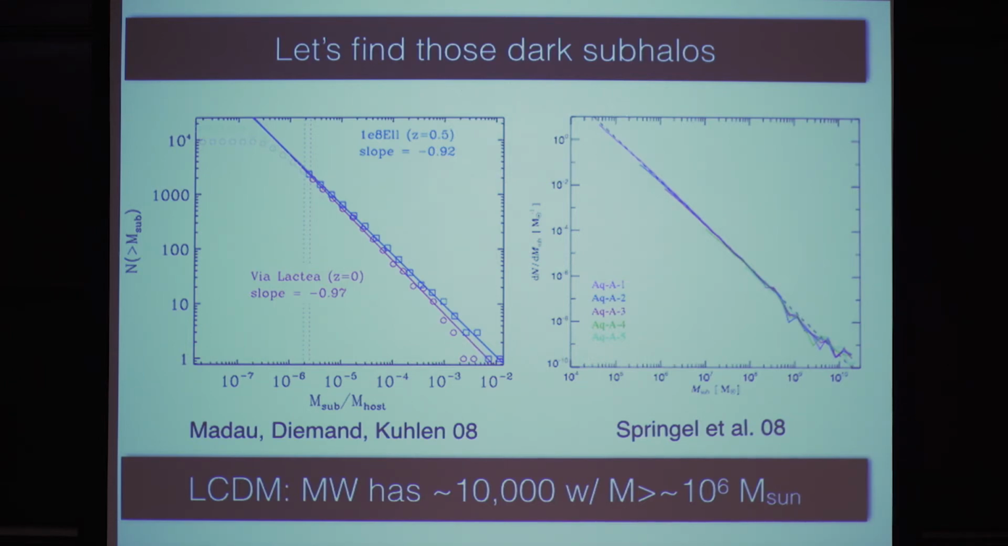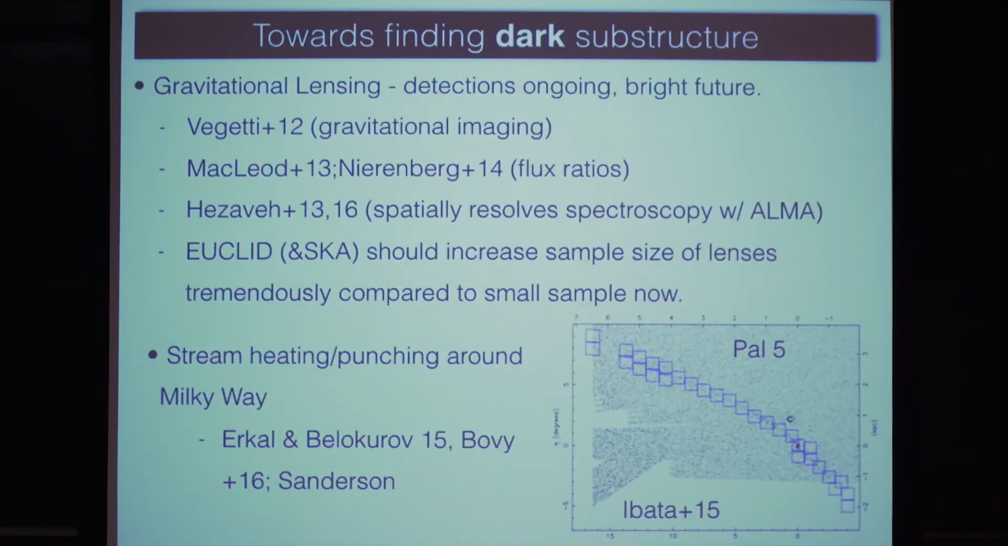There should be lots and lots of dark subhalos, something like 10,000 with halo masses bigger than 1 million. And so we should find these things. Most of them should be dark, and if you could find them, it would be a big deal.